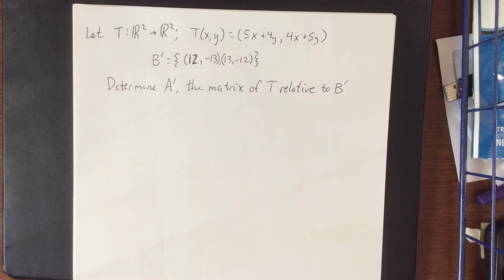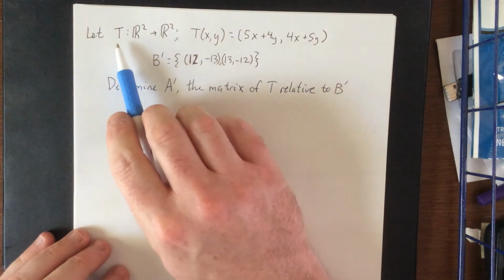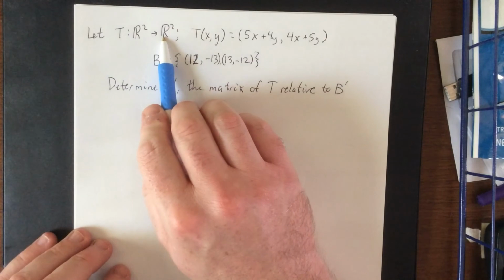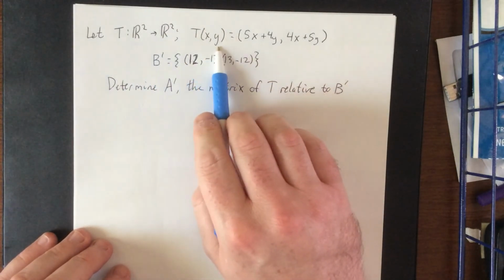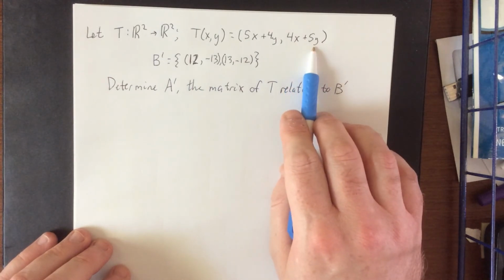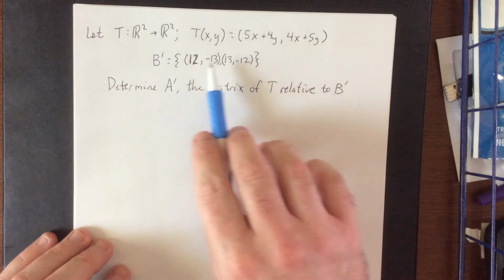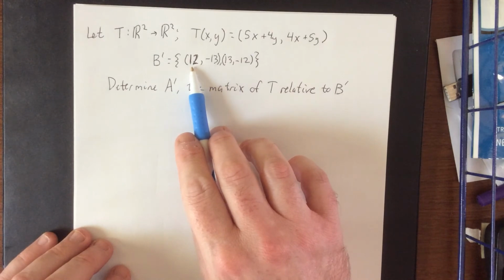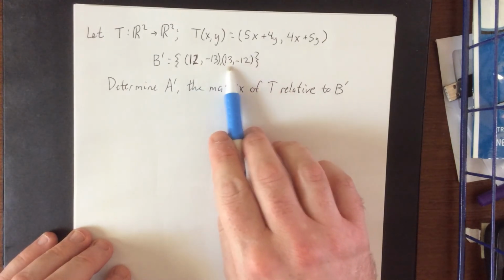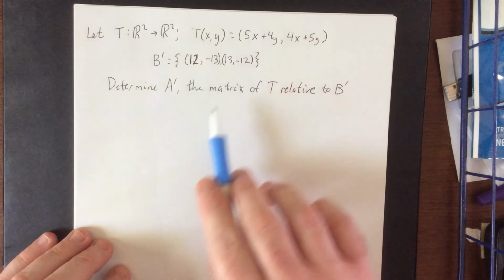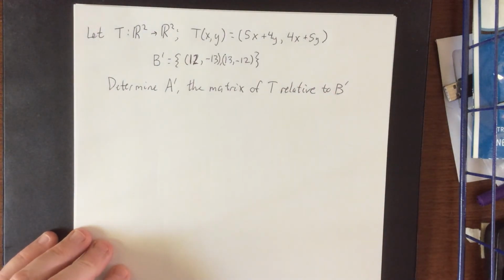In this example, we're going to be finding the matrix of a linear transformation relative to a non-standard basis. We're working in R2. We'll let T be a transformation from R2 into R2, where T of (x, y) is (5x + 4y, 4x + 5y). The non-standard basis is comprised of (12, -13) and (13, -12). So we're going to be determining A prime.